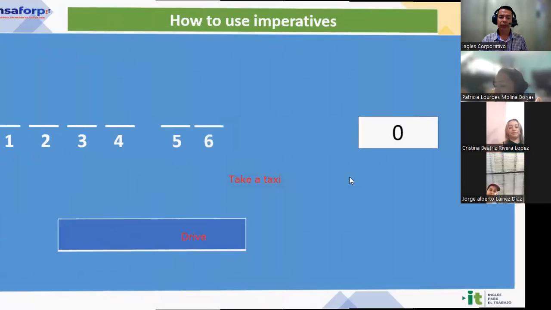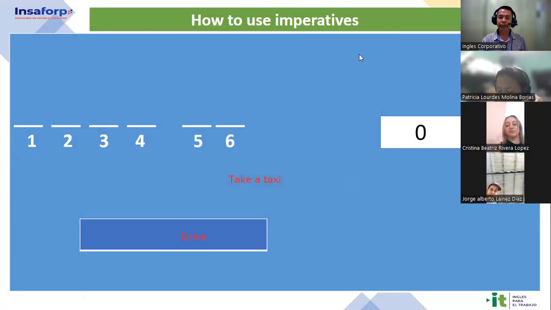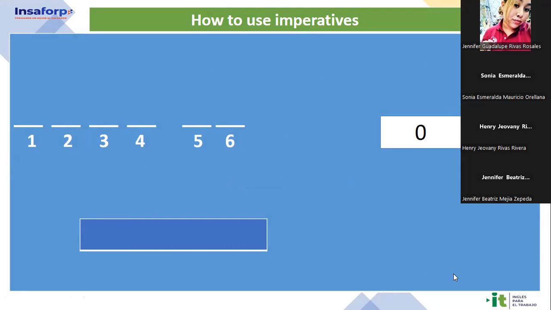Now, we're going to play a game. I will give you 5 opportunities to guess this word. This is a word, right? Okay. Let's say Beatriz. Please, Beatriz, give me a letter from the alphabet.